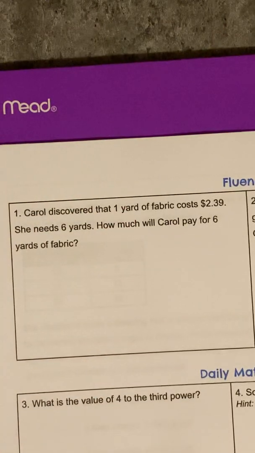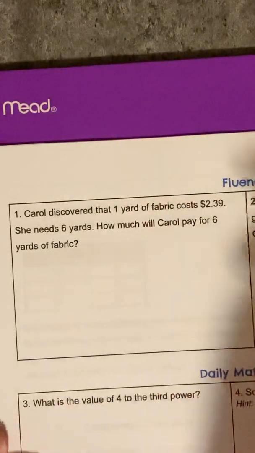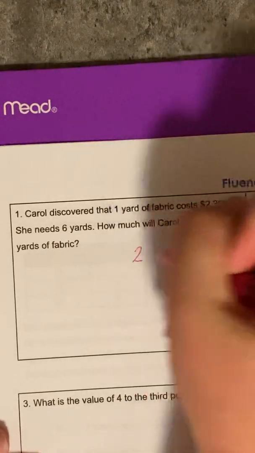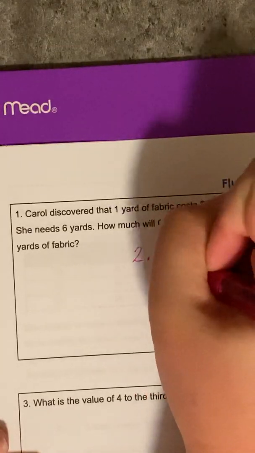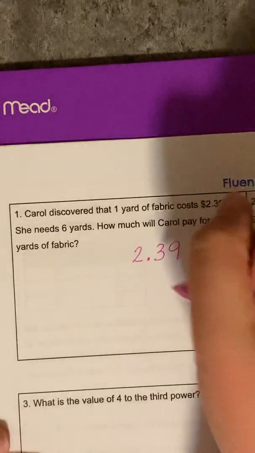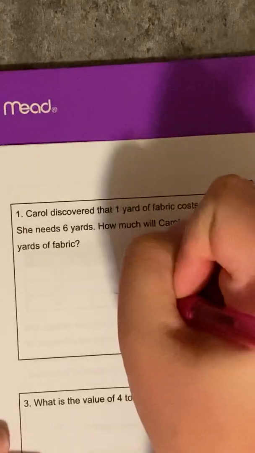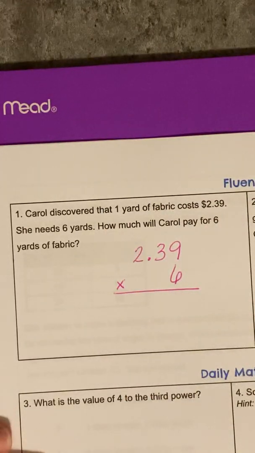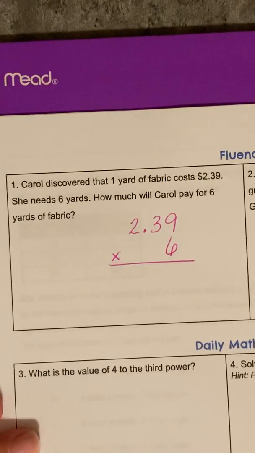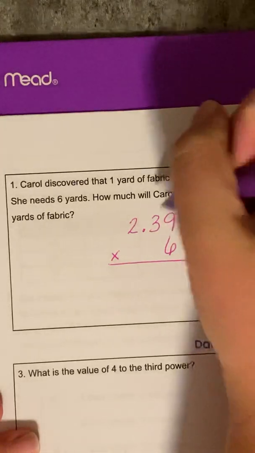When you are multiplying or dividing decimals, reminder, you do not need to line up your decimals. We can push everything over to the right. So we can have $2.39 times 6. Now, we are going to forget about the decimal until the end. So when we have this, 6 times 9 or 9 times 6 is 54.